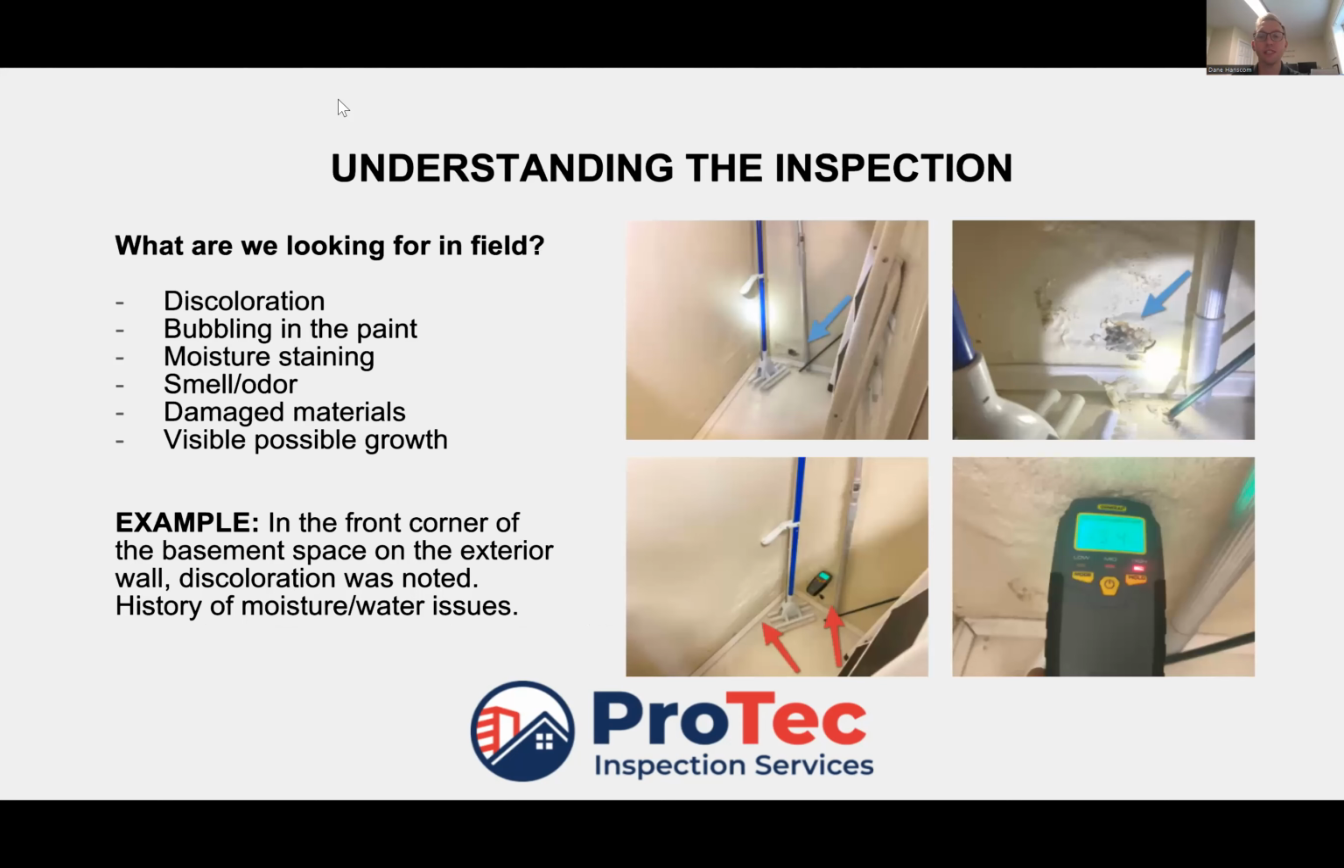So this is an example from a nice big townhouse in Washington, D.C. So understanding the inspection, right? Think home inspection, but specifically for mold. What are the things we're looking for on site? Discoloration, bubbling in the paint, smell or odors, obviously, damaged materials, visible staining, and possible growth. This is the front corner where they just had a lot of water entry from poor grading on the front of the townhouse. Really nice, expensive property that this was just behind a desk.